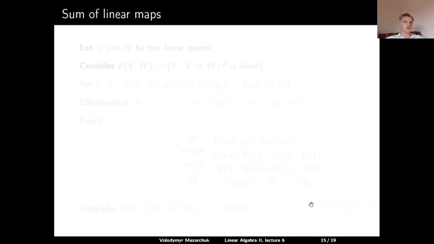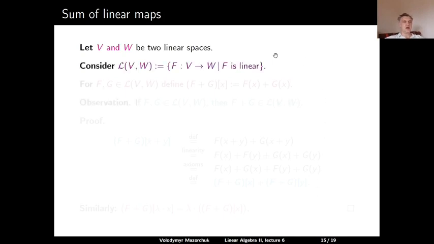Okay, let us now talk about the vector space which is formed by all linear maps. So let V and W be two linear spaces. Consider the set denoted by L(V, W), where L stands for linear maps. So this is the set of all linear maps from V to W. For two linear maps F and G, define their sum F plus G as follows. The value of F plus G at an element X is defined as F of X plus G of X.